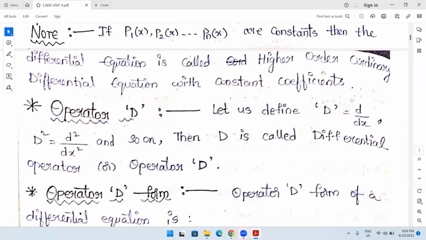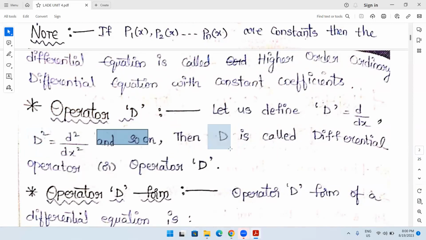Just d by dx we write as capital D. And if it is d square by dx square, we write it in short form as capital D square, and so on. Note that it is not dy by dx, it is d by dx, there is no y. So dn by dx power n is capital D power n.